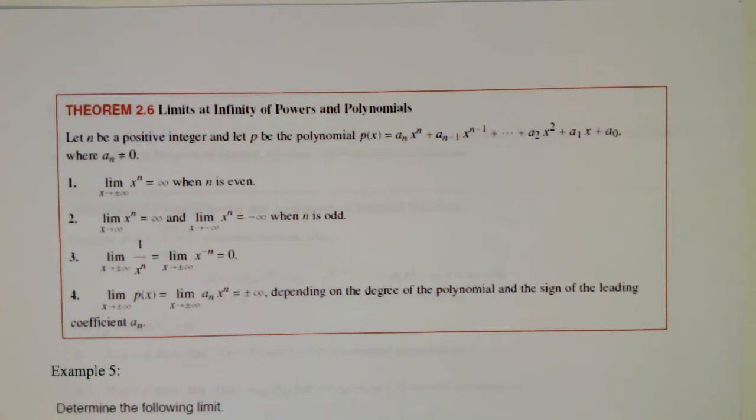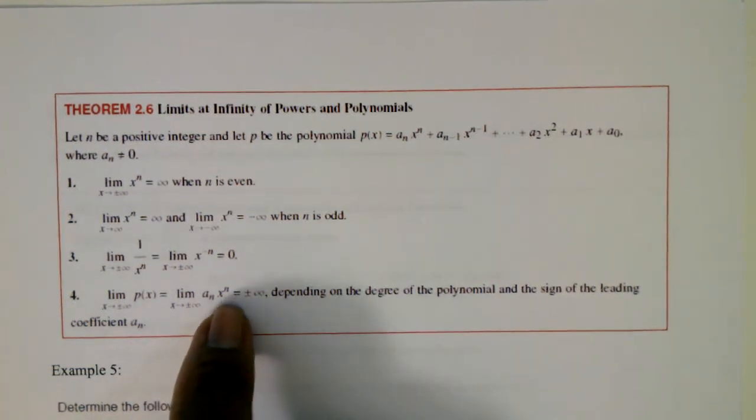Okay, now here's number 4. The limit as x approaches plus or minus infinity of p of x, which is the limit as x approaches plus or minus infinity of a sub n x to the n, will be equal to plus or minus infinity. And that depends upon the degree of the polynomial and the sign of the leading coefficient, a sub n.